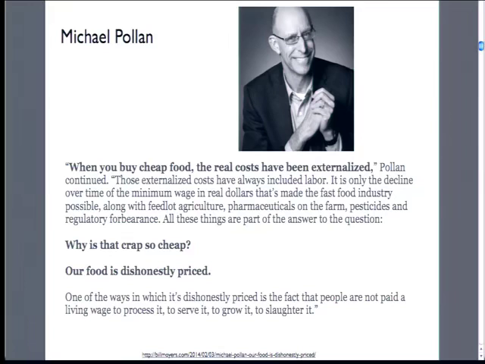And he was talking about income inequality. But the bullet line is, why is that crap so cheap? Our food is dishonestly priced. He was talking about people not getting paid enough that work in the whole chain, from picking food to working in food packing. But here's the quote: "Decline of minimum wage dollars in the fast food industry, along with feedlot agriculture, pharmaceuticals on the farm, pesticides, regulatory forbearance. All these things are part of the answer to the question. Food is dishonestly priced, and the fact that people aren't paid a living wage to process it, serve it, or grow it, or slaughter it."